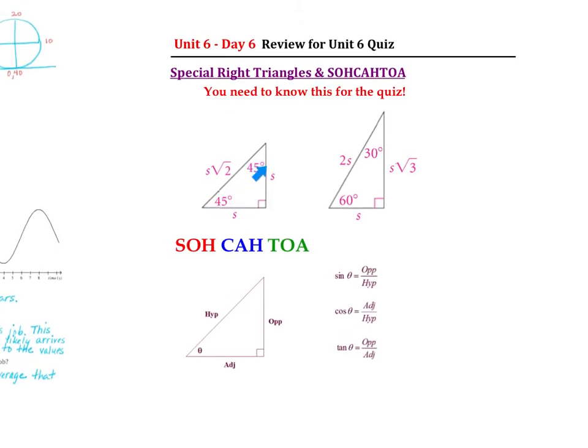All right, little recap on special right triangles. We have a 45, 45, 90 triangle. With those, the two side lengths are the same, and then the hypotenuse is whatever that leg length is times the square root of 2.